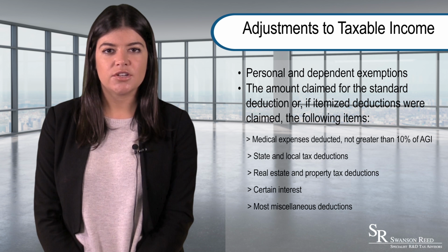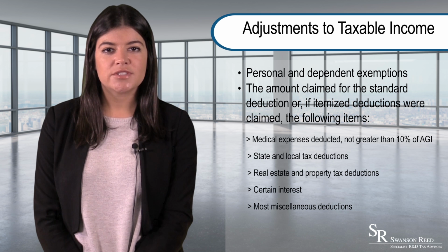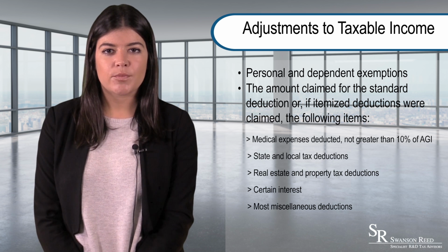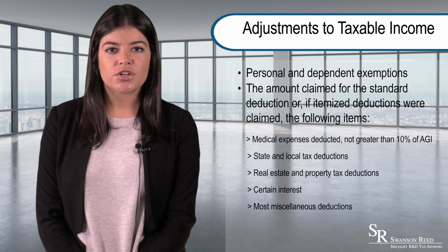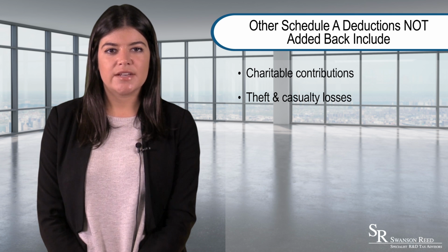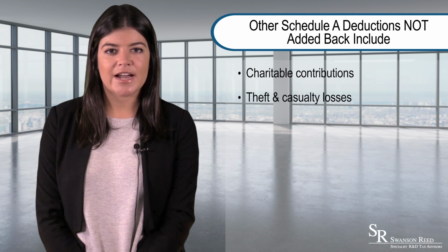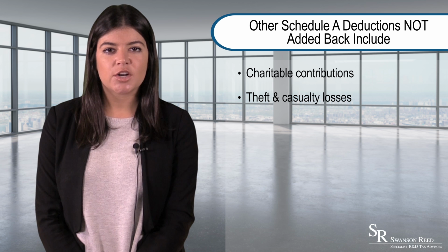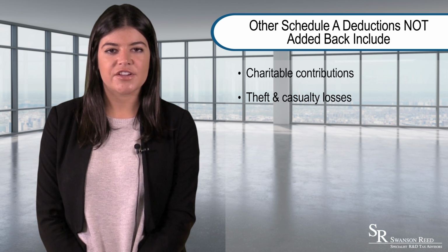the standard deduction, or if itemized deductions were claimed, the following items: medical expenses deducted, not greater than 10% of AGI, state and local tax deductions, real estate and property tax deductions, certain interest, and most miscellaneous deductions. Other Schedule A deductions that are not added back to taxable income include charitable contributions and theft and casualty loss.